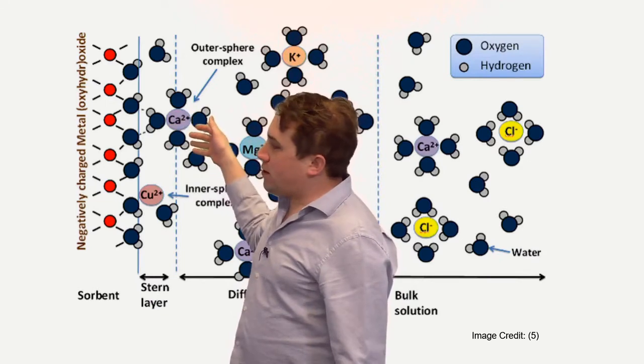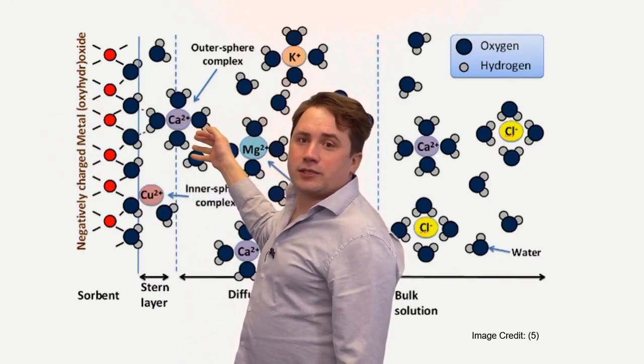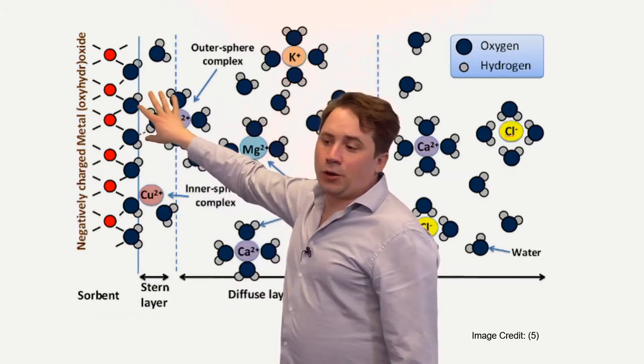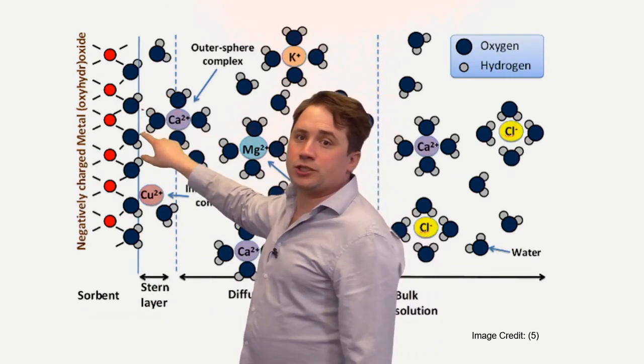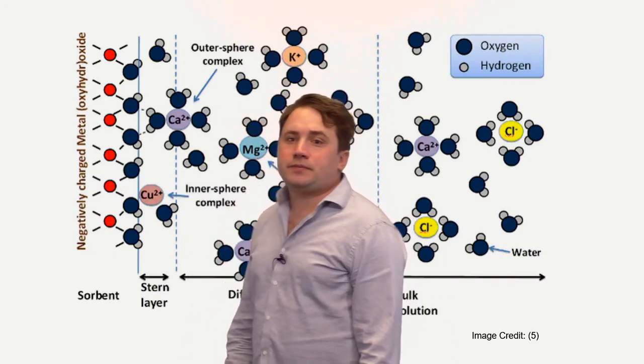So you have the water performing a bridge function between the solid surface and the ion that you're interested in. So this is called an outer sphere complex, when you still have your hydration shell surrounding an ion as it comes in contact with a solid surface.